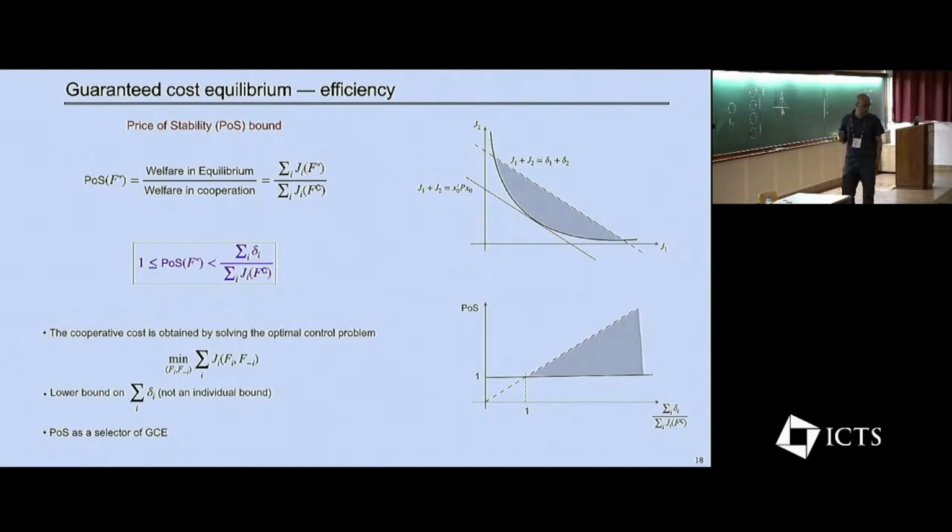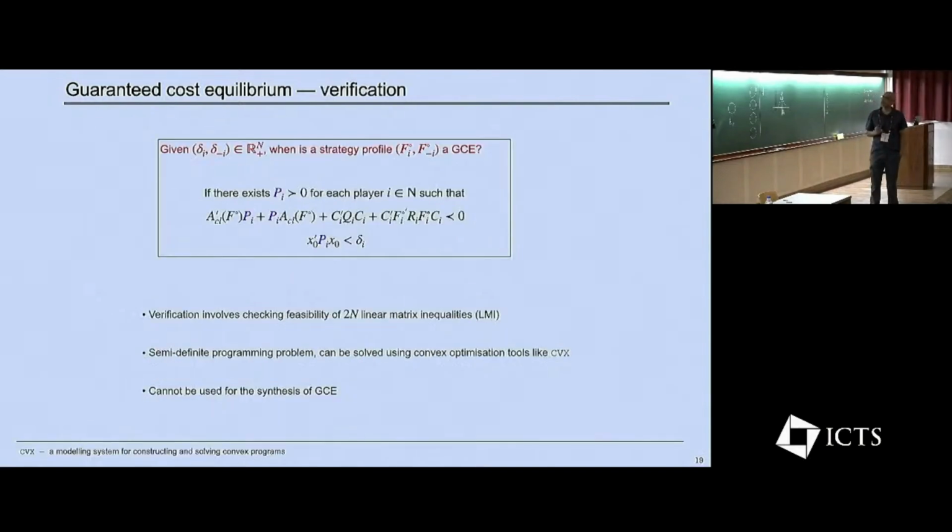So we have these properties. Now the question is, how do we compute these guaranteed cost equilibria in this differential game? The first result is: given the cost profile of the players and a particular strategy profile, when can I say that this strategy profile is a guaranteed cost equilibrium?